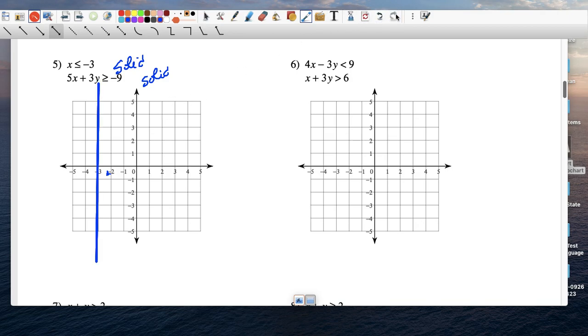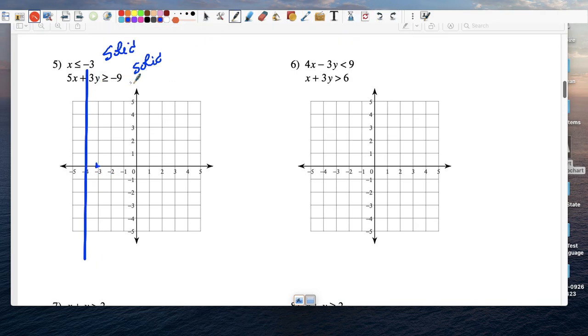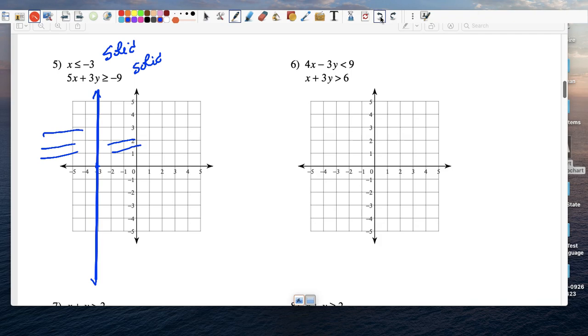Now we have to figure out if you're going to shade to the left, we're going to shade this way, or we're going to shade that way. We got to figure that out. So our inequality is x less or equal to -3. Let's pick a point 0, 0. That's my test point.